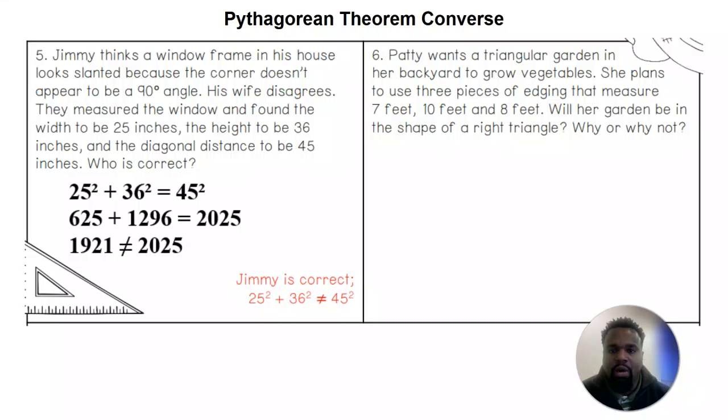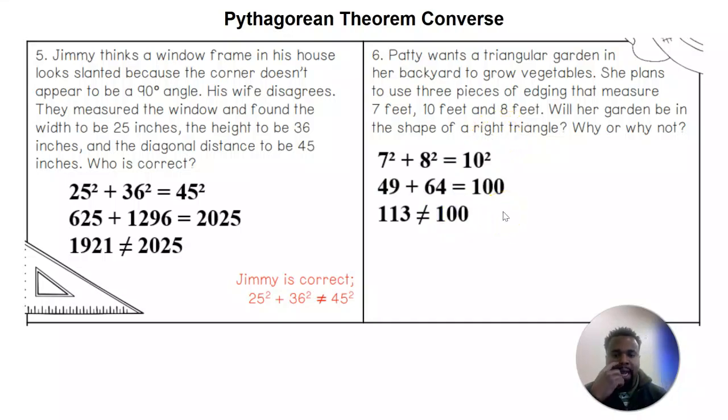Patty wants a triangular garden in her backyard to grow vegetables. She plans to use 3 pieces of edging that measure 7 feet, 10 feet, and 8 feet. Will the garden be in the shape of a right triangle? So first of all, look at these measurements. 10 is the largest, so 10 would be our hypotenuse. So we're trying to see if 7 squared plus 8 squared gives you 10 squared. 7 squared is 49, 8 squared is 64, and 10 squared is 100. 49 and 64 is 113. That is not equal to 100. So therefore, this is not a right triangle.